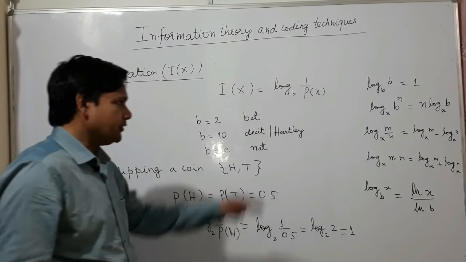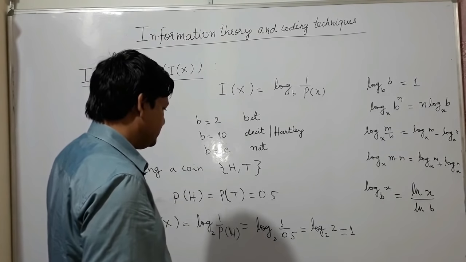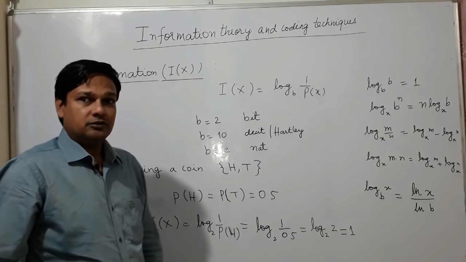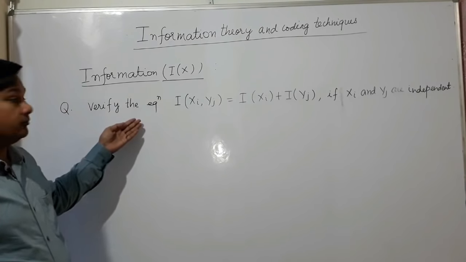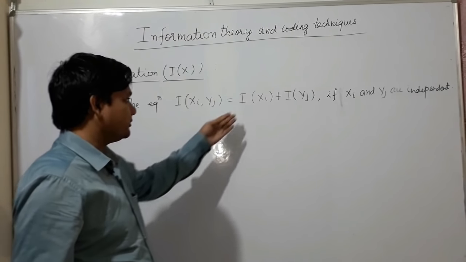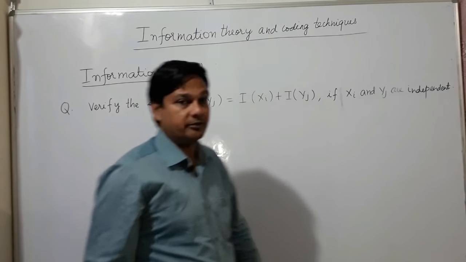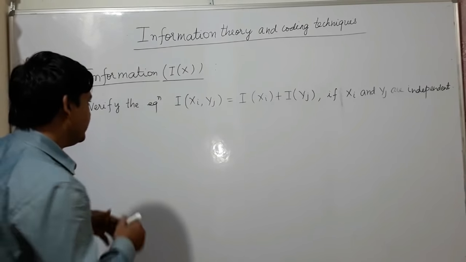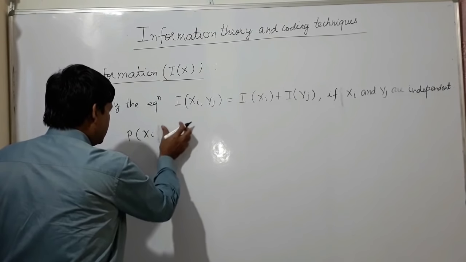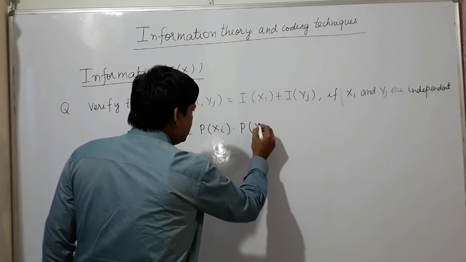These are some formulae. So this is the information contained by this experiment. Now I will discuss some other questions. We have to verify the equation I(xi yj) is equal to I(xi) plus I(yj). This is the whole information and these are the individual informations. If xi and yj are independent, then obviously the probability p of xi and yj will become p of xi into p of yj.